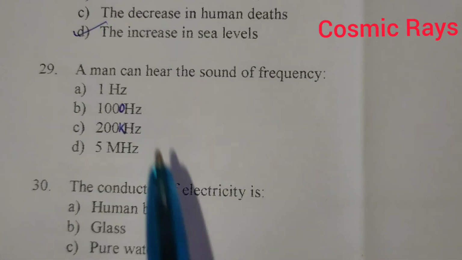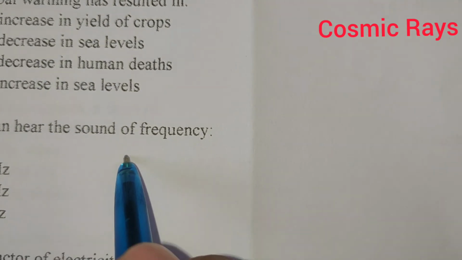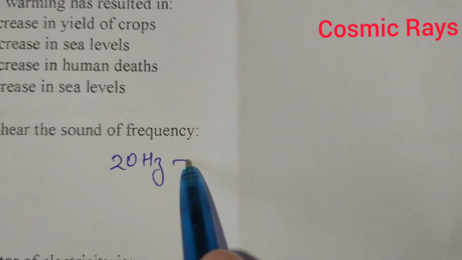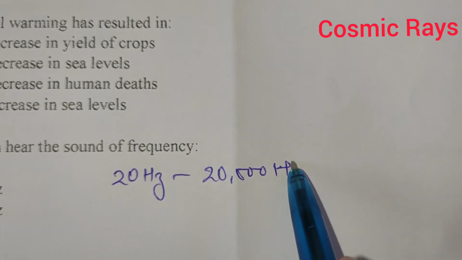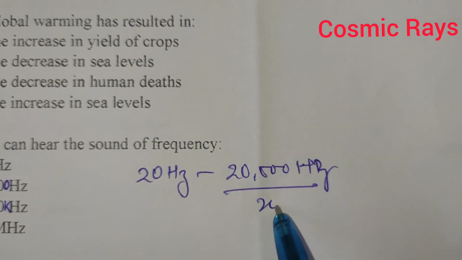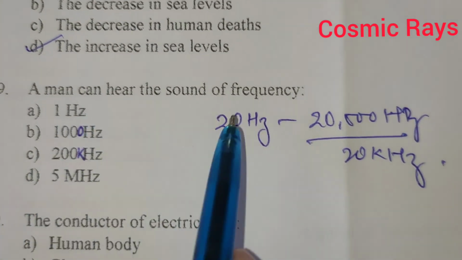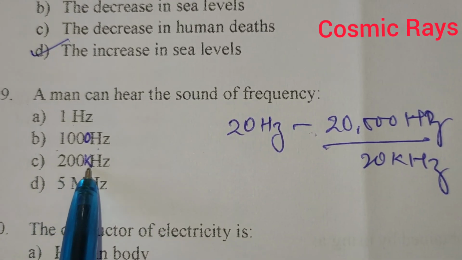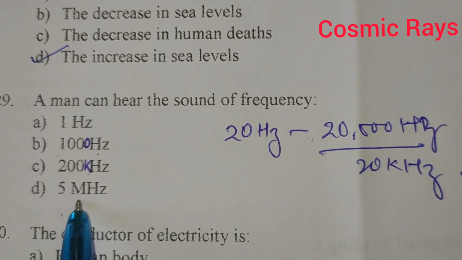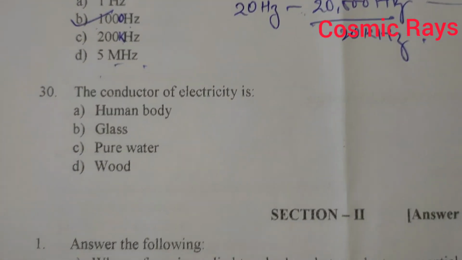Now the next question says a man can hear the sound frequency of this. We know that the hearing range of sound frequency is 20 hertz to 20,000 hertz. Some books write this as 20 kilohertz. So 1 hertz is not falling in this range, 1000 hertz is falling in this range, 200 kilohertz will be above this, 5 megahertz will also be above this. So option B is the correct answer.